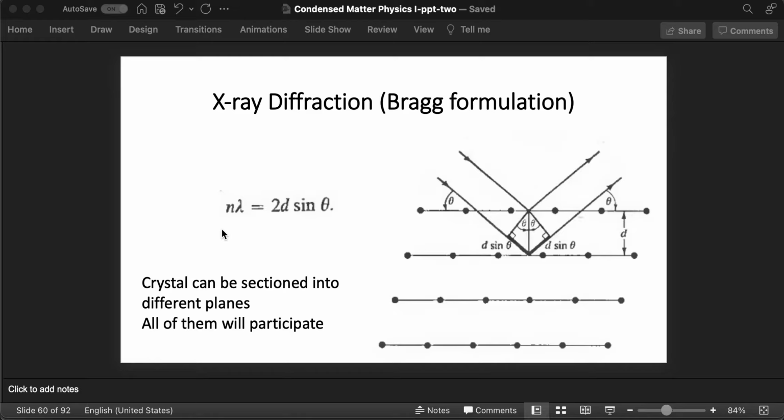So like I said last time, the crystal can be sectioned into different planes, all kinds of planes and all angles. So all of them will participate in the diffraction. One of the major things that one does in an X-ray diffraction pattern is to find out what are the planes that give you those constructive interferences and so on.